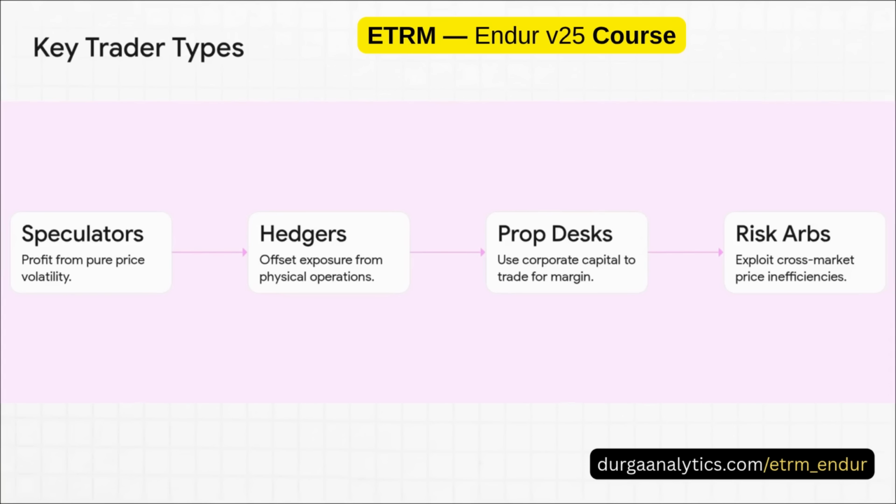And it's so important to understand that trader isn't just one single role. You've got your pure speculators who are just betting on which way the price will move. You have hedgers who often come from the producer or utility side, using financial instruments to cancel out their physical risk. Prop desks trade the company's own capital for profit, while arbitrageurs are out there hunting for these tiny, fleeting price differences between related markets. Each one has a unique strategy, but they all rely on Endor as their high-performance engine.